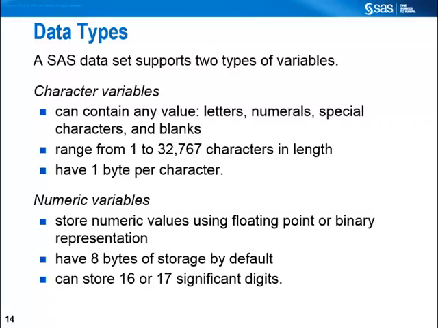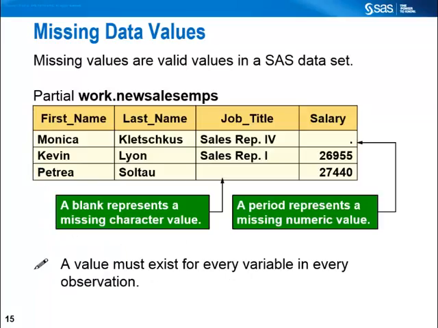A SAS dataset supports two types of variables, character variable and numeric variable. Character variable can contain any value, letter, numerals, special characters, and blanks, which ranges from 1 to 32,767 characters in length, and it has 1 byte per character. Whereas numeric variables store numeric values using floating point or binary representation. By default, the storage size is 8 bytes and it can store up to 16 to 17 significant digits in these 8 bytes.